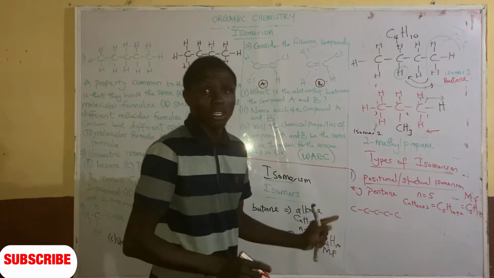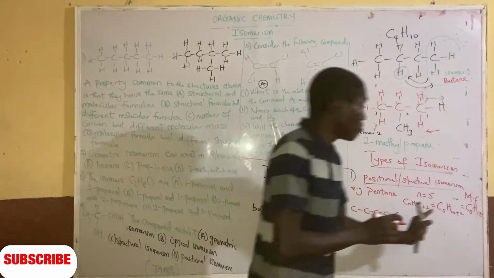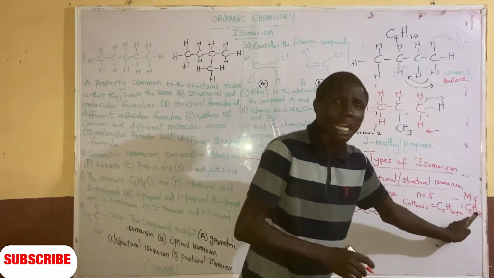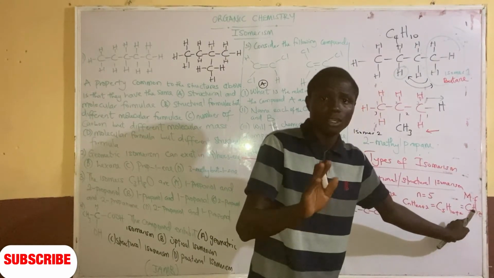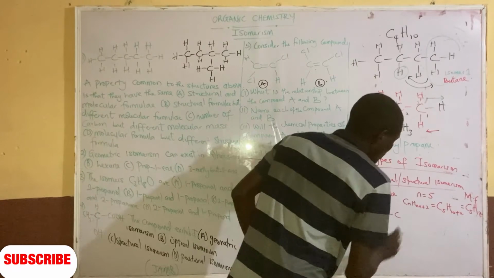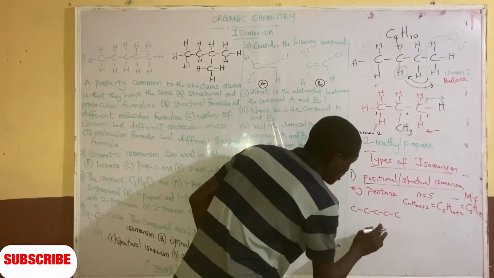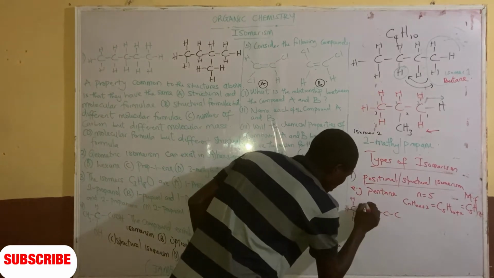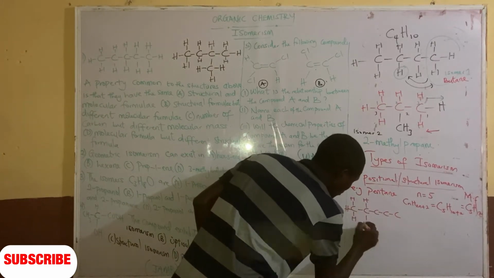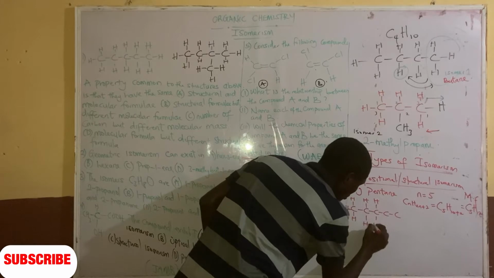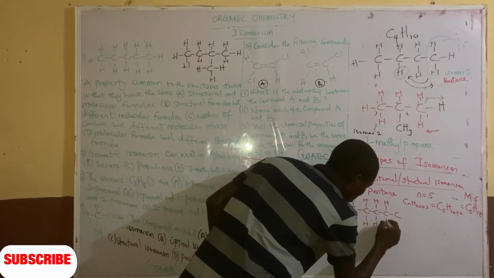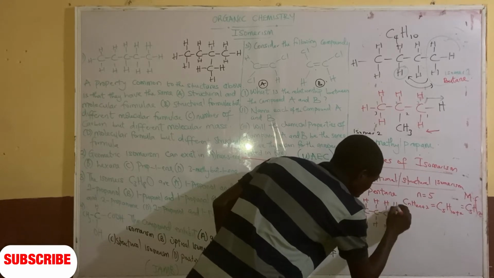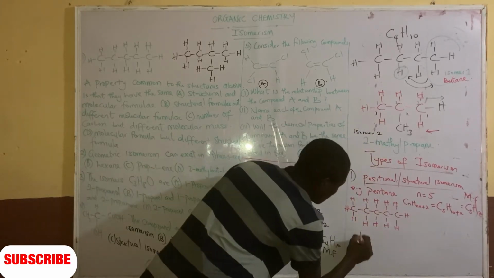This is the first way of writing the pentane structure, and it contains 5 carbons. Now let's fill in the hydrogens. We have hydrogen here, hydrogen here, and so on, filling all the carbons with hydrogen. So this is called pentane.